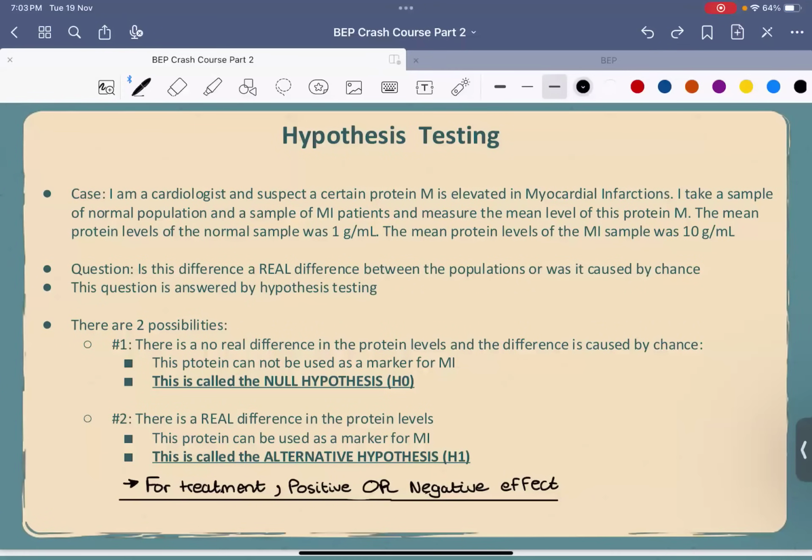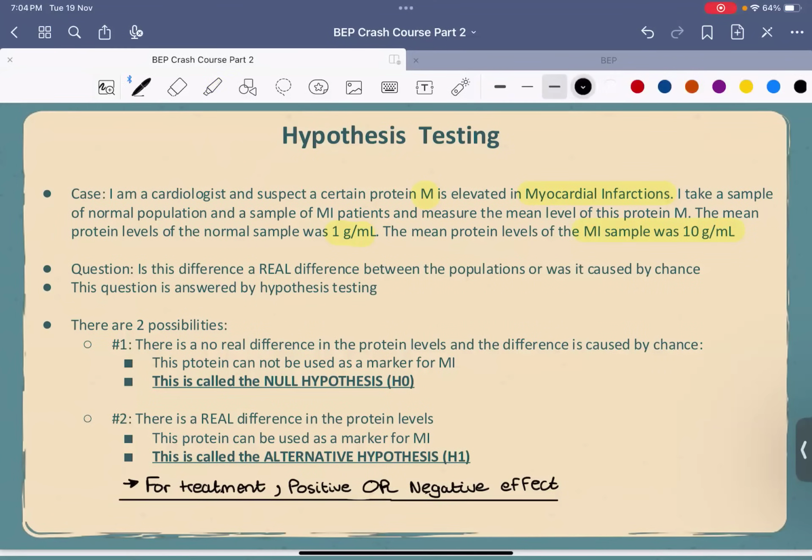Okay, so let's give an example. Let's say I'm a cardiologist and I suspect that a certain protein M is elevated in myocardial infarctions. You remember the lecture about biomarkers of myocardial infarction? Okay, so I take a sample of a normal population and a sample of MI patients, and I measure the mean level of this protein M. Okay, so the mean protein level of the normal sample was 1, and the mean of the MI sample was 10. Okay, so now what do I do with this information?